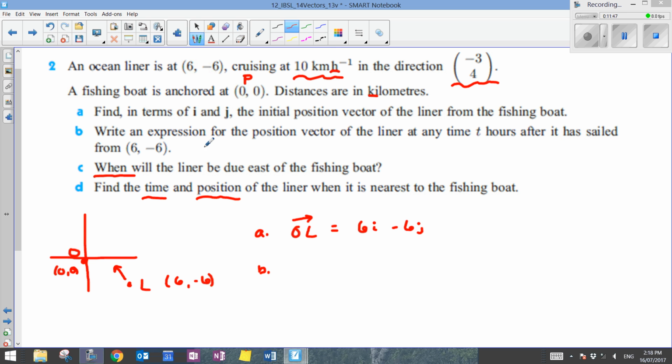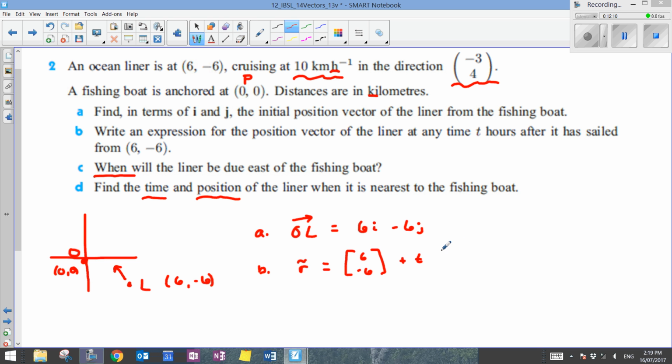Part B says write an expression for the position vector of the liner at any time t hours after it has sailed from (6, -6). So now we're actually looking for the linear motion. Again, usually we'll use R for the resultant vector. It starts at (6, -6), and then for every unit of time, it's moving in the direction of (-3, 4).